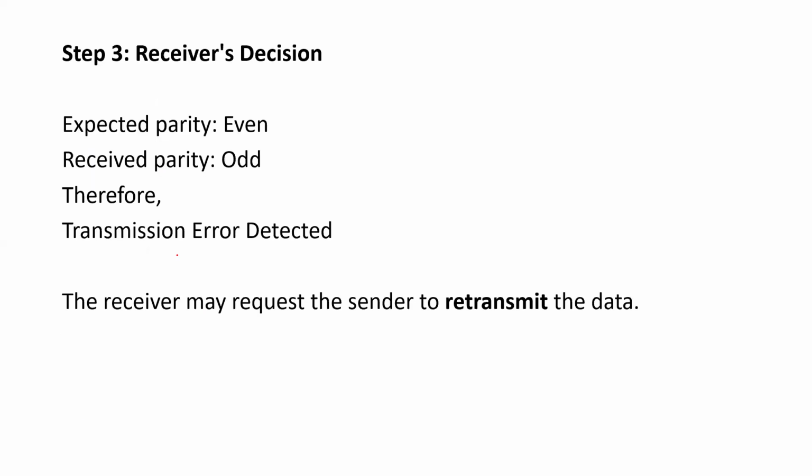Now the receiver's decision: the expected parity is even and the received parity is odd. So the transmission error is detected. The receiver may request the sender to retransmit the data.